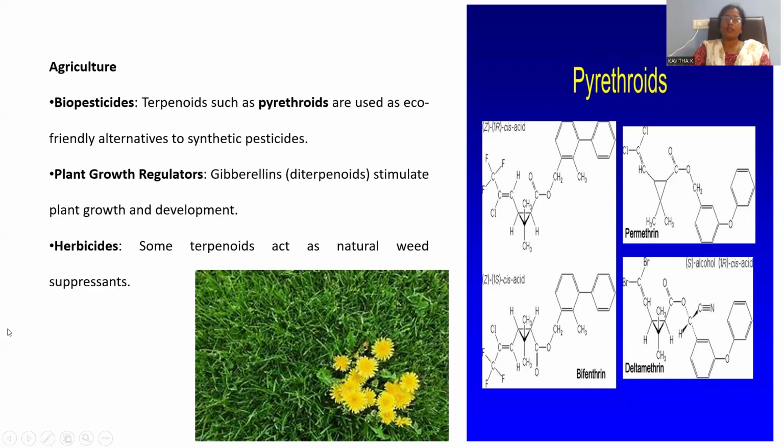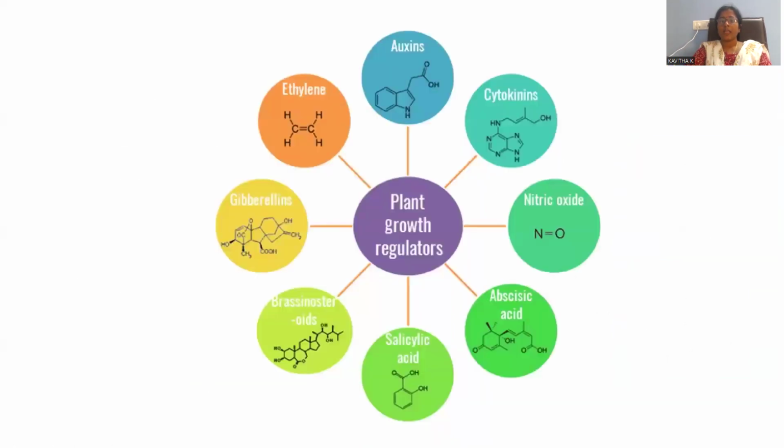In order to avoid all this, herbicides are also very essential. If we spray herbicide, it removes all the weeds that are not required in our field. This is the way herbicides work in agricultural fields. Plant growth regulators like gibberellin are part of this terpene group, which we discussed, and its chemical composition is mentioned here.